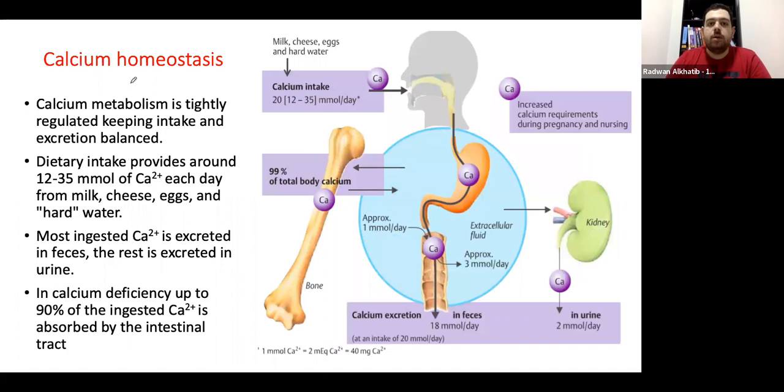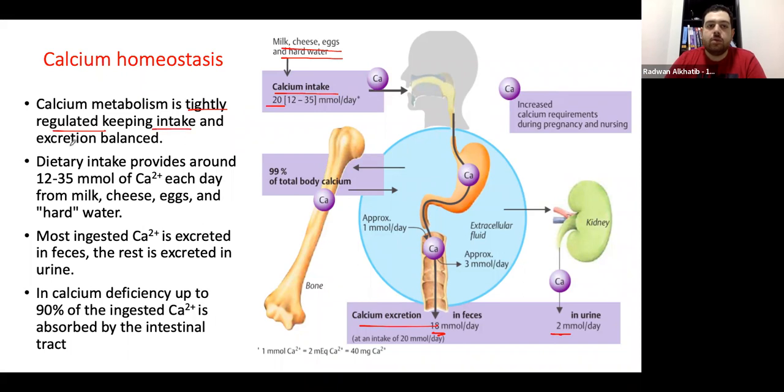So for calcium homeostasis, you need to understand that our intake of calcium through eggs and cheese and other sources, which is around 20, is equal to the excretion, which is 18 in the feces and 2 in the urine. So it's always that the intake is equal to the output, because we need to maintain a constant amount of calcium in the blood. We don't want anything to happen to it, okay? So calcium metabolism is very tightly regulated.